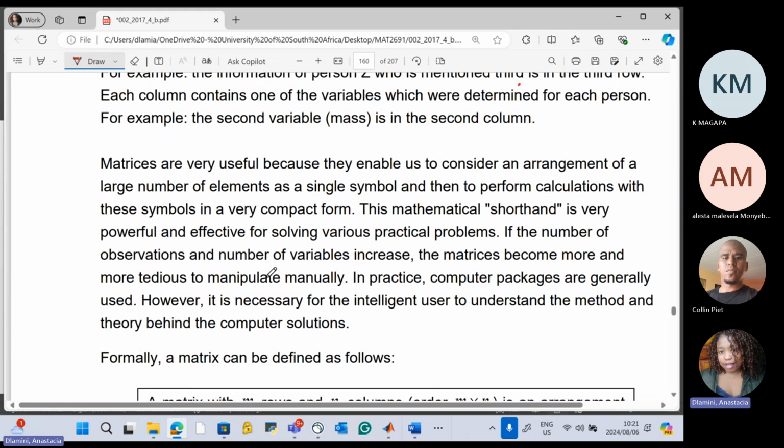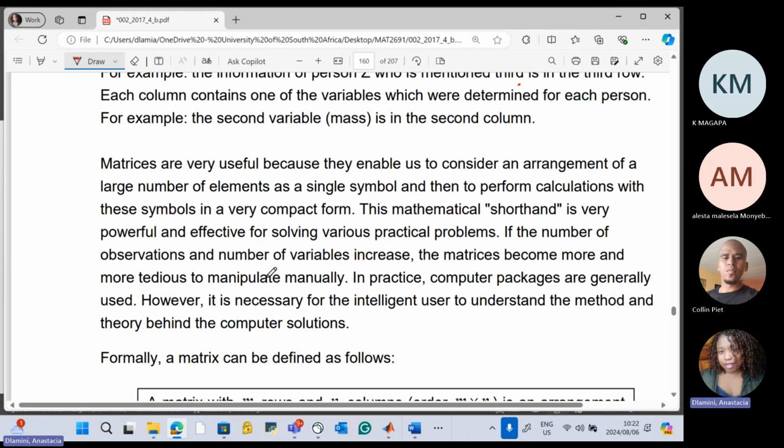Now they say matrices are very useful because they enable us to consider an arrangement of a large number of elements as a single symbol, and then to perform calculations with these symbols in a very compact form. This mathematical shortening is very powerful and effective for solving various practical problems.